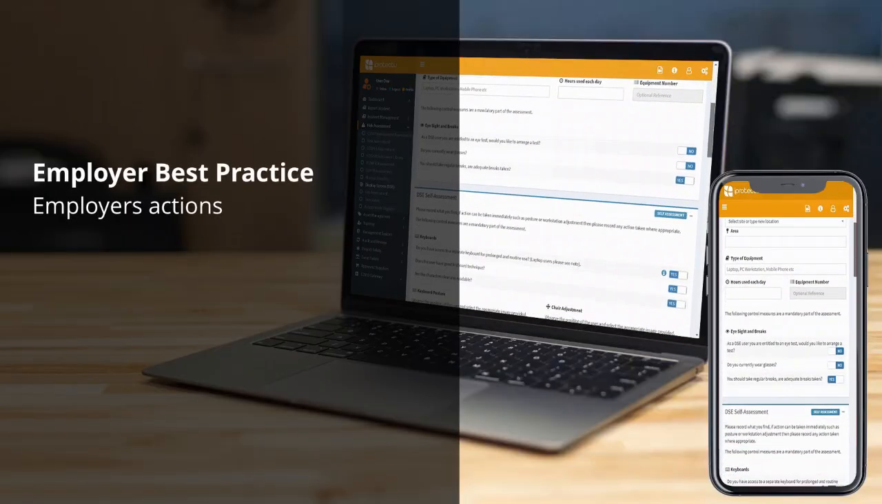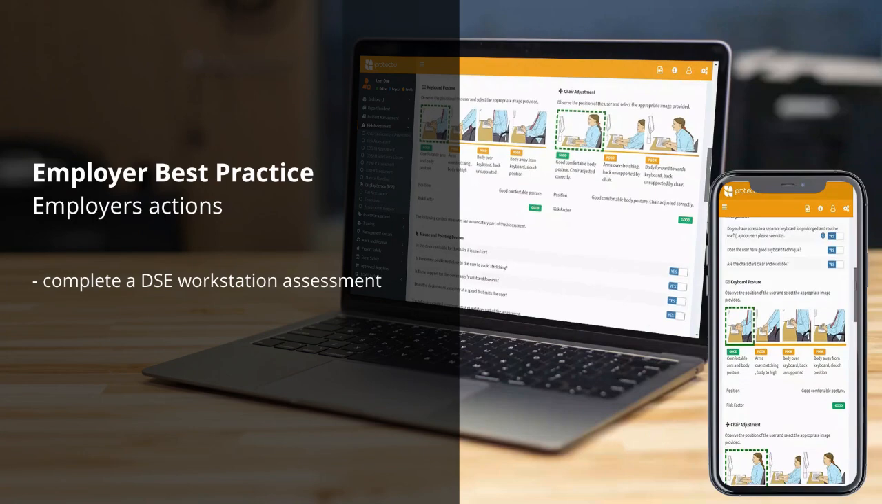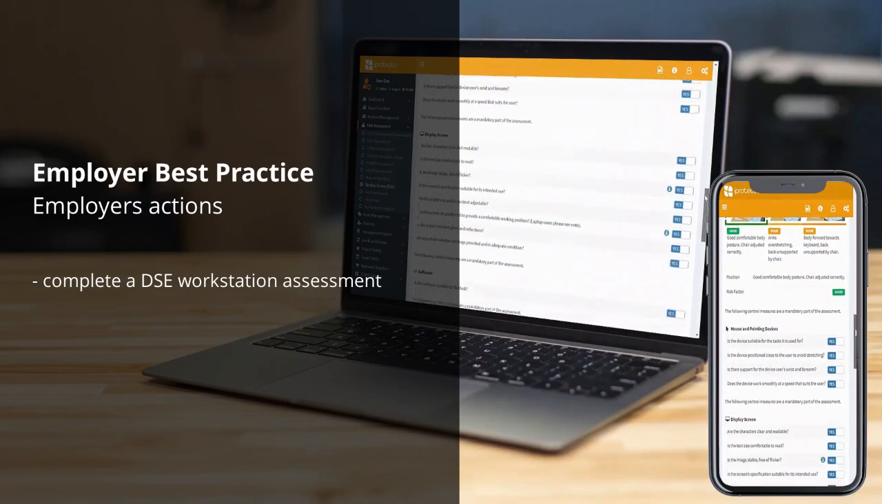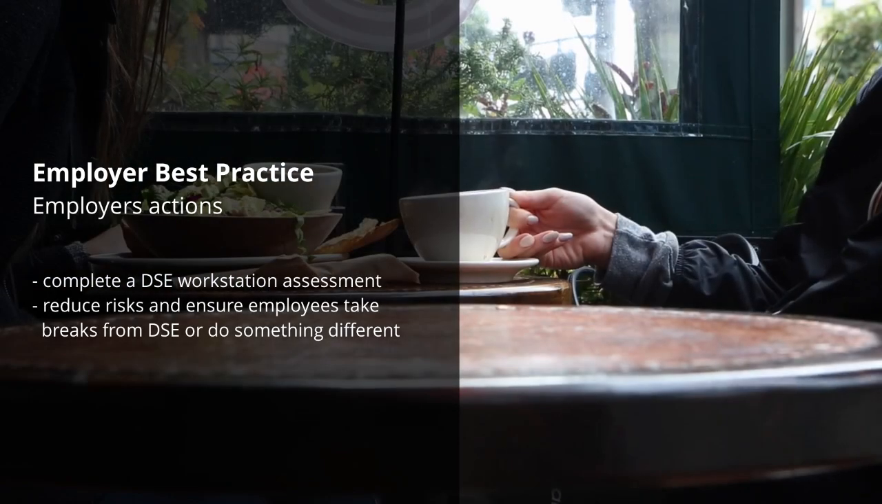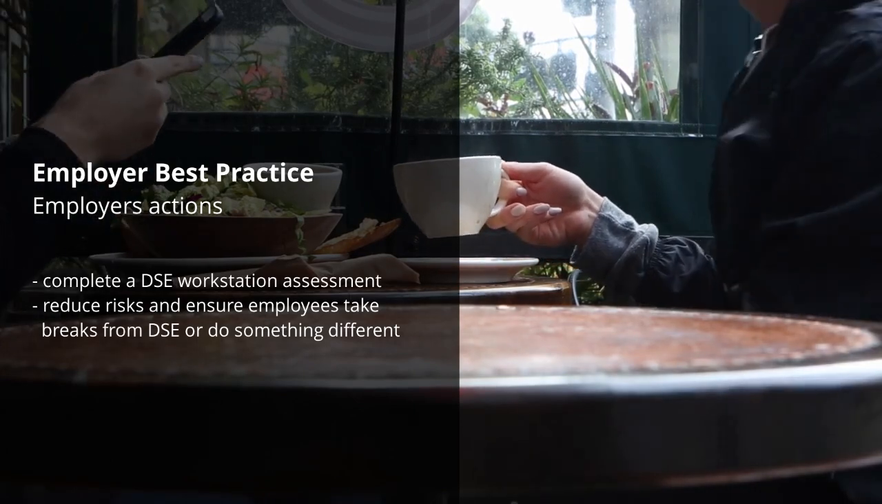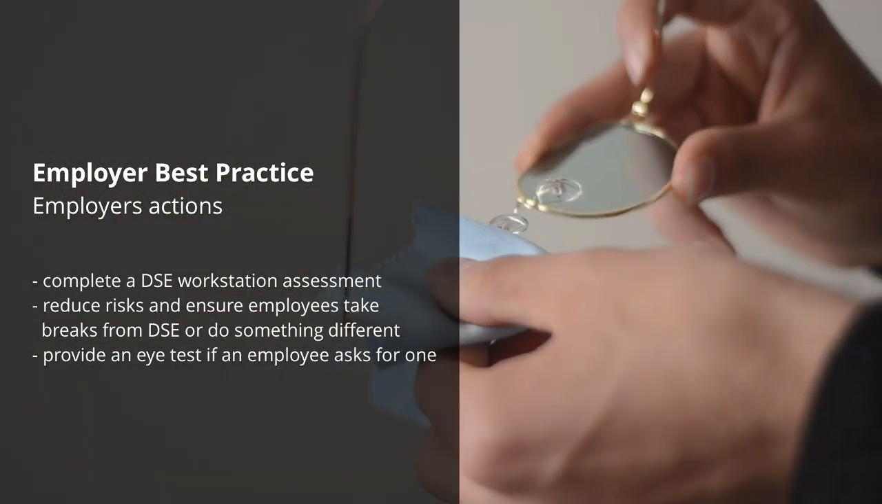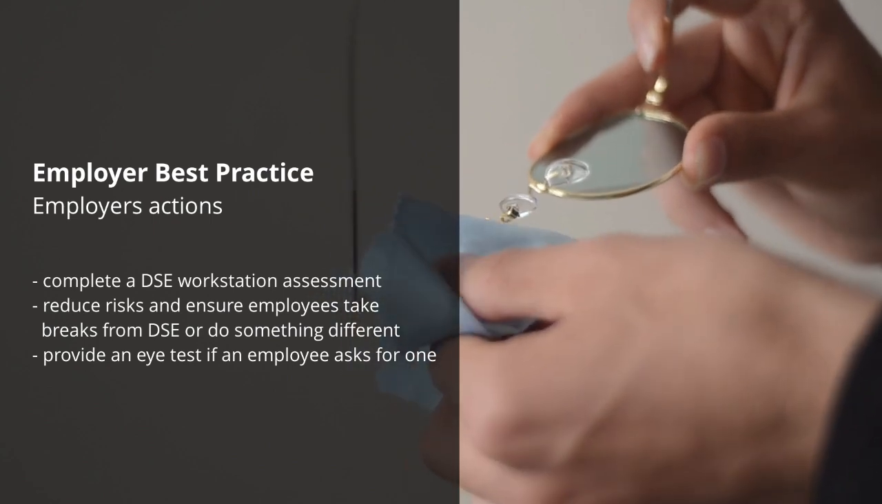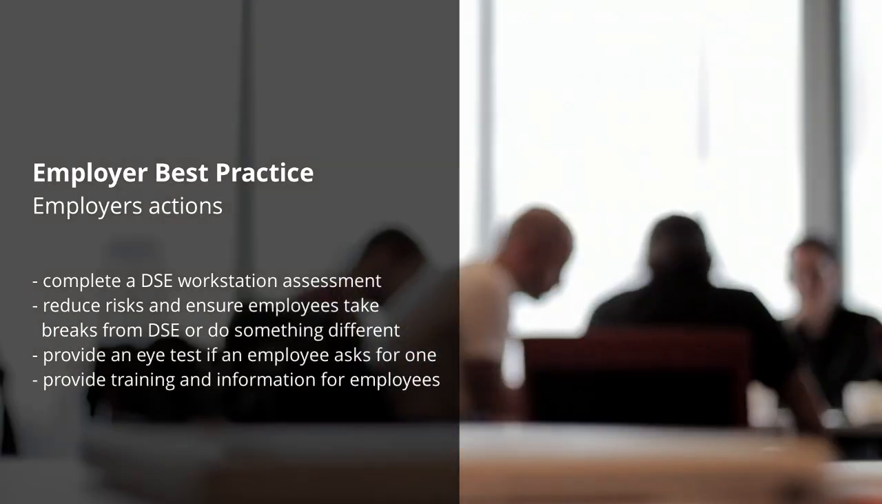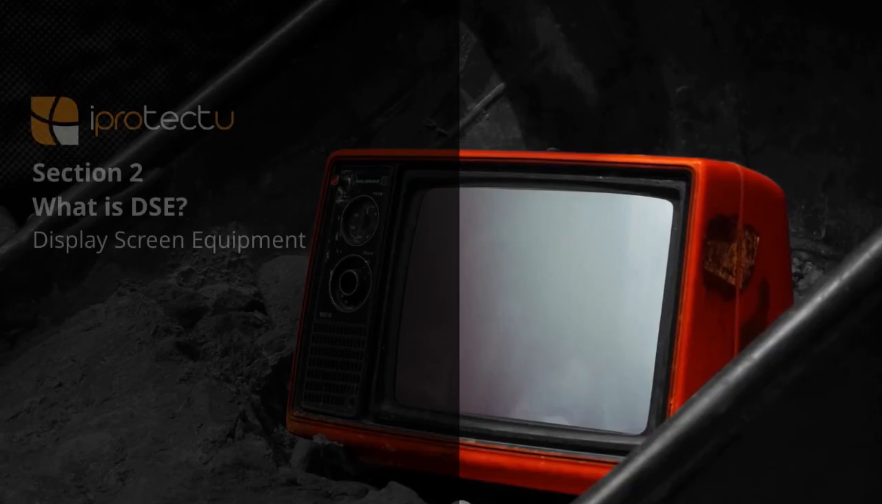Employer best practice. Do a DSE workstation assessment. Reduce risks, including making sure employees take breaks from DSE work, or do something different. Provide an eye test if an employee asks for one. Provide training and information for employees.